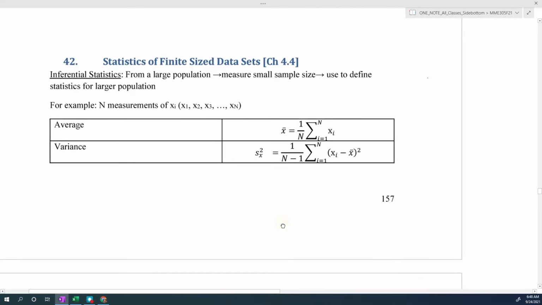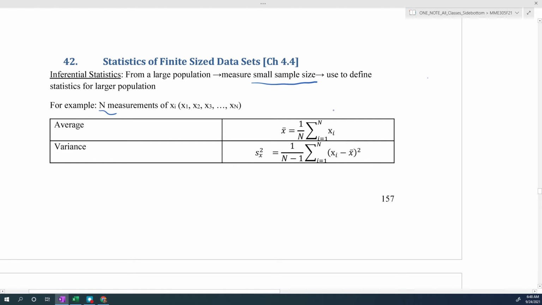So in this video, we're going to talk about inferential statistics. If we measure a small sample from a large population, we can determine the statistics for the larger population using this small sample. Okay? So if we have n measurements, we can calculate some statistics.